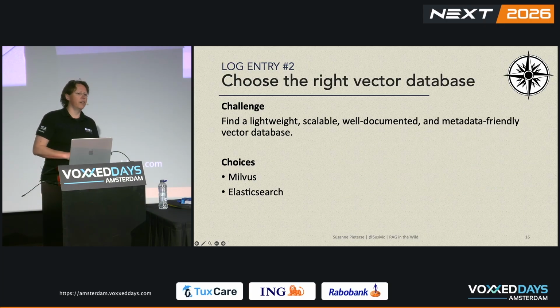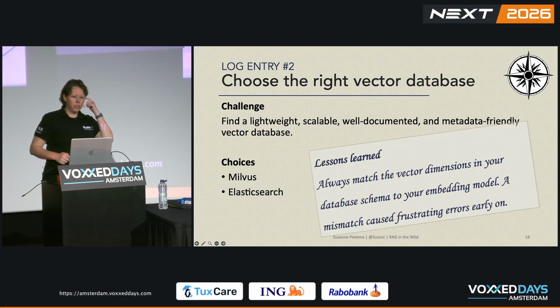The other one is you have to find the right vector database. In our case, we needed something lightweight because we had to host it ourselves. It should be scalable because a lot of information is in our document systems. Well documented is very nice. We're already on the bleeding edge of technology, so it's a little bit easier to read some good documentation. And for us, metadata in the vector database was very important. We ended up using Milvus, which is really simple and easy to use, and Elasticsearch for another application.